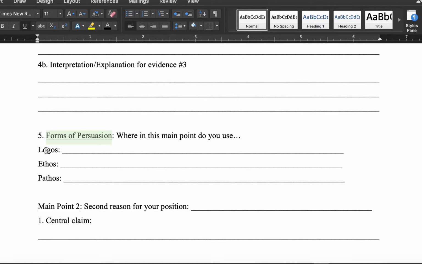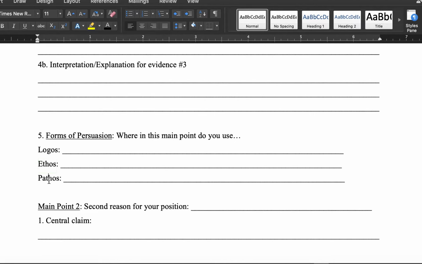But I'd like you to be able to label how in main point number 1 are you using logos, or in other words, how are you using logic? How are you using logic in terms of statistics or facts? How are you using logic in terms of explanations, or perhaps an analogy or a comparison? Secondly, how are you using ethos? This means how are you earning credibility with your readership? The number 1 way you will do that is by quoting good sources. So if you're quoting good sources, you automatically get this one.